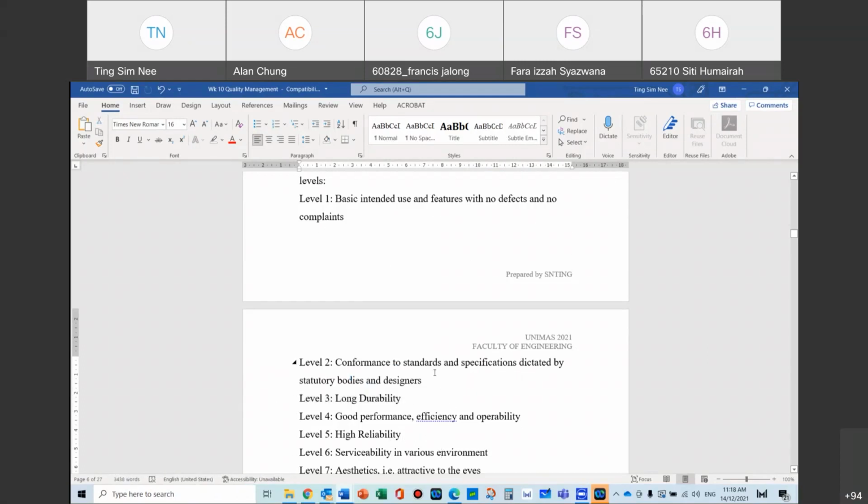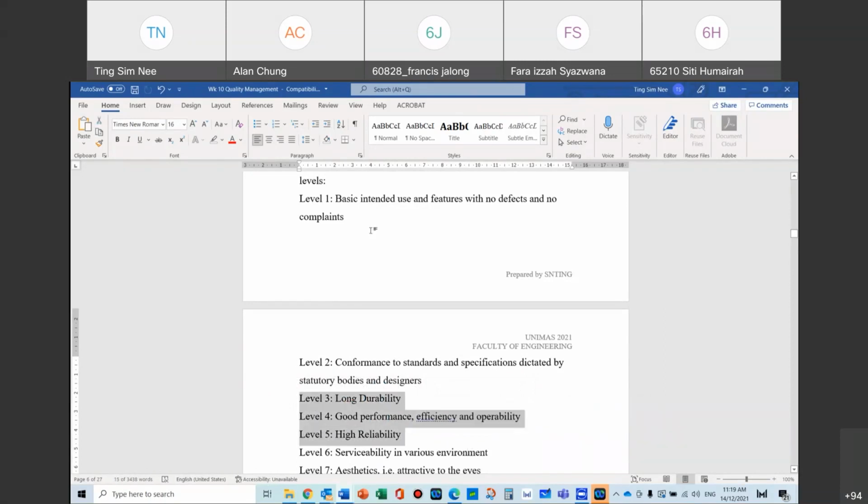So if your setting, your relativity, is up to number 2, then IKEA is good quality. If your relativity is up to number 3, it may not be really that kind of quality. The word high quality may not be in use anymore. If it's talking about good performance, efficiency, and operability, then definitely IKEA will not be that. You see, high reliability, I do not think so. So these are considered higher levels.